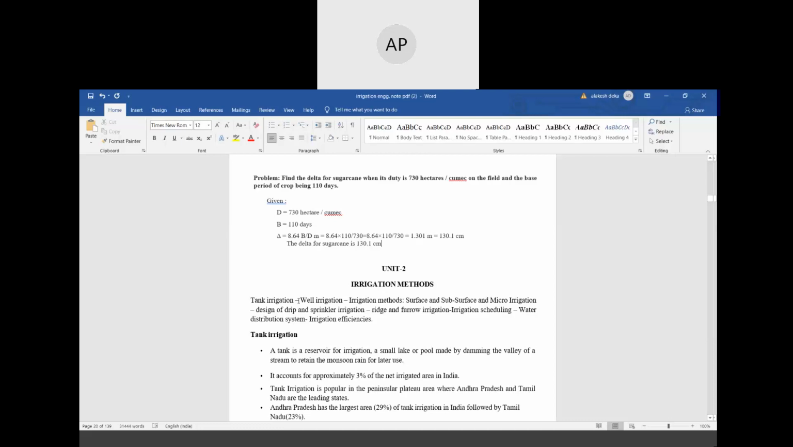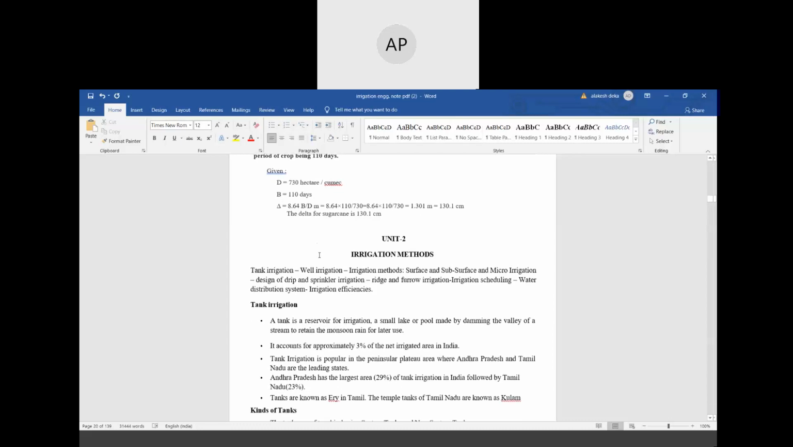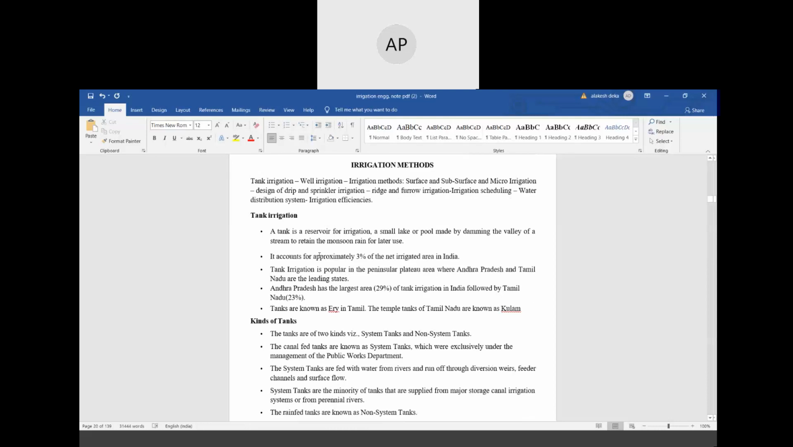You try more problems based on this duty delta relationship. Sometimes you may have to find out the base period, sometimes delta, sometimes duty. So you remember the relation: delta equal to 8.64 B divided by D. Okay, let's start the next topic, that is irrigation methods.